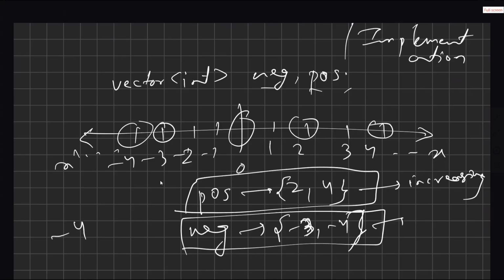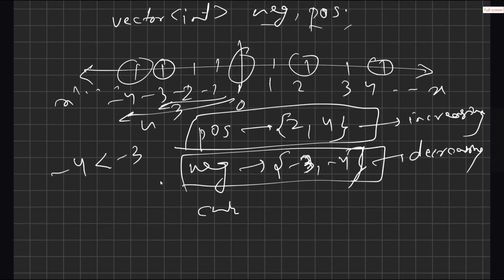So -4 is lesser than -3, but magnitude wise, from the zeroth position, it is farther. It is at the fourth distance, and the other is at 3 distance. So that's the reason we'll be sorting in a decreasing way, and we'll maintain a current variable. Let's say current: when Takahashi starts collecting the cookies, he'll be at position 0. So current will be 0.